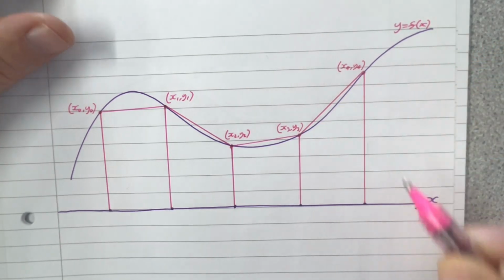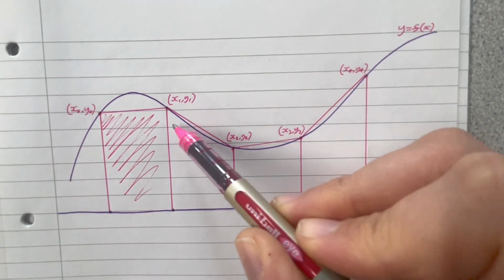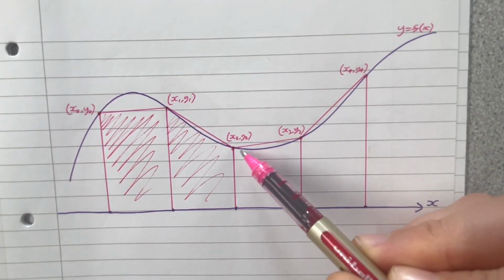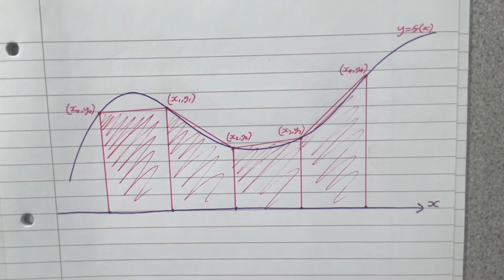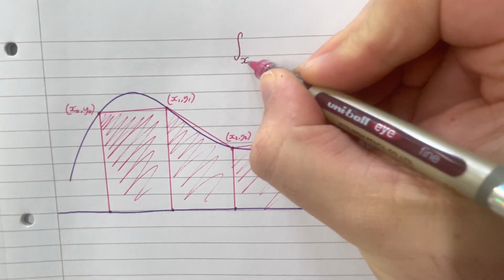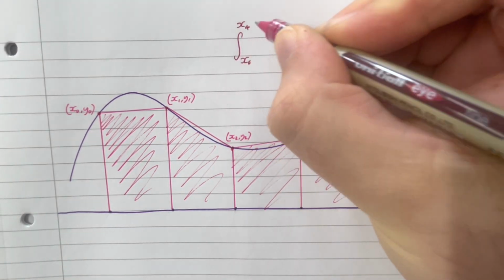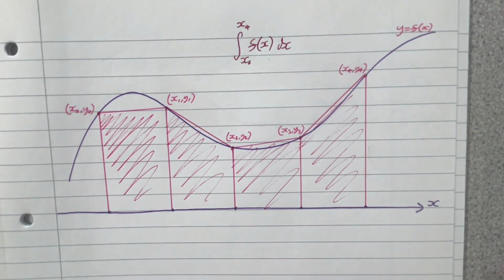And what the trapezium rule does is it adds up the area of that trapezium with the area of that trapezium, and then the area of that trapezium with the area of that trapezium, and it adds those 4 together, and that approximates the area under the curve. That will approximate the integral, and the integral in this case would be between x0 and x4 of f of x with respect to x, and it's a way of approximating that number.